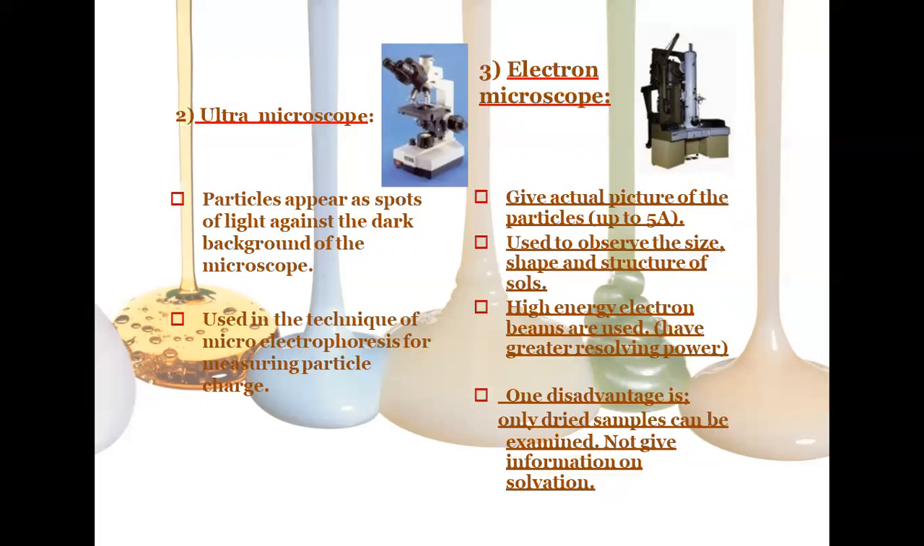The ultramicroscope is used to study the electrophoresis of charged particles, which helps in determining zeta potential. Particles appear as spots of light against the dark background of the microscope. This is a technique of microelectrophoresis for measuring the particle charge. The electron microscope gives the actual picture of the particles up to 5 angstrom, used to observe the size, shape, and structure of particles. High energy electron beams are used here, which have greater resolving power. One disadvantage is that only a dried sample can be examined, so it does not give information on solvation.